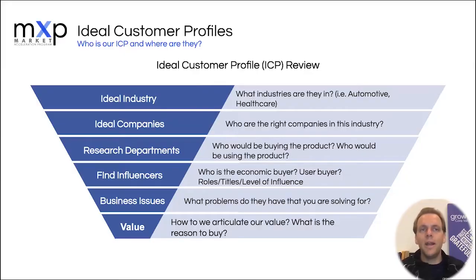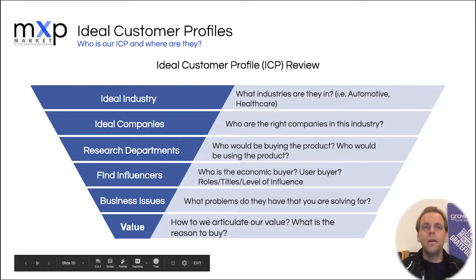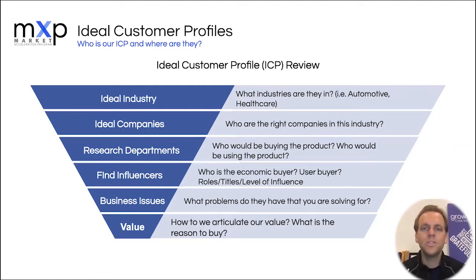So you're looking at ideal companies, and then from there, you start identifying the departments. Ideally, where's the money going to come from? Where's the budget going to come from? So is it going to be retail? Is it going to be e-commerce? Is it going to be HR? Is it going to be sales? And if it's multiple departments, figure out the one with the biggest need.